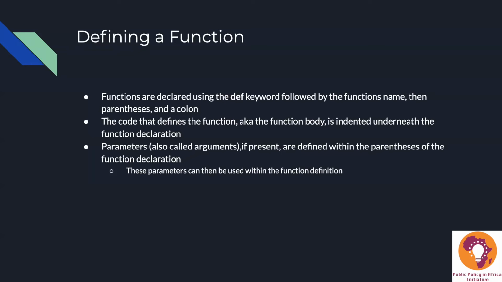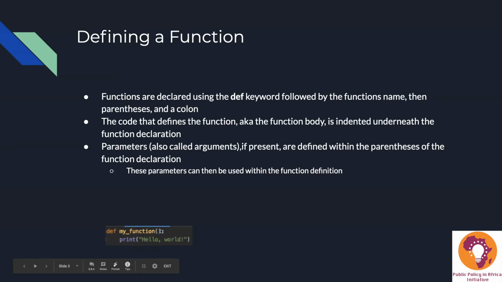So with a function, you want to indent the code that should be part of the body of that function underneath the function declaration. And then parameters, also called arguments, if present, are defined within the parentheses of the function declaration. These parameters can then be used within the function definition. So here I created a very basic function using the def keyword. My function's name is my_function.